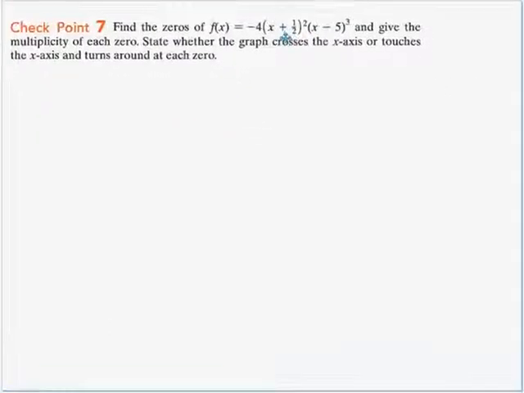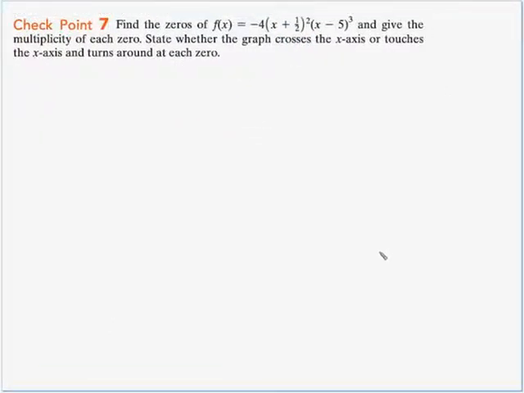Last one here, 7. And if we got time, let's sketch a little graph of it. Why not? Find the zeros of this, give the multiplicity, state whether it crosses or touches. Okay, well, if we look at this first factor, we can set that equal to 0. x plus a half equals 0. We would subtract a half from each side. So x is minus a half.